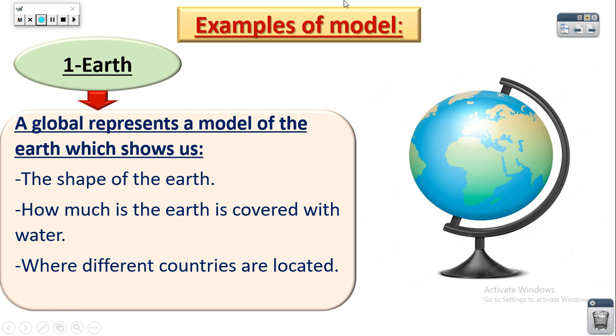The model of the Earth, as you can see in the picture, shows us the shape of the Earth and how much of the Earth is covered with water. All this blue color represents the water. So when we look at the Earth model, we can see how much of the Earth is covered with water. And also, all these green parts represent the countries and their locations. So, the model of the Earth shows us the shape of the Earth, how much water covers the Earth, and the countries and their locations.